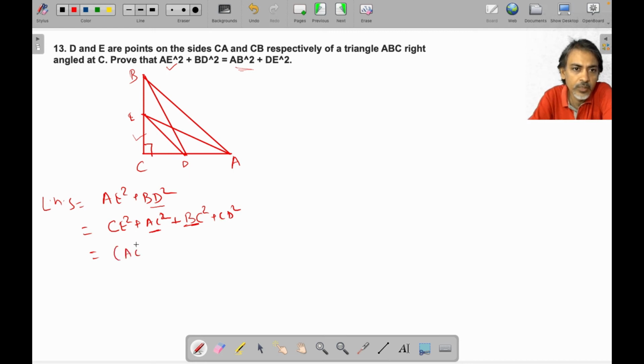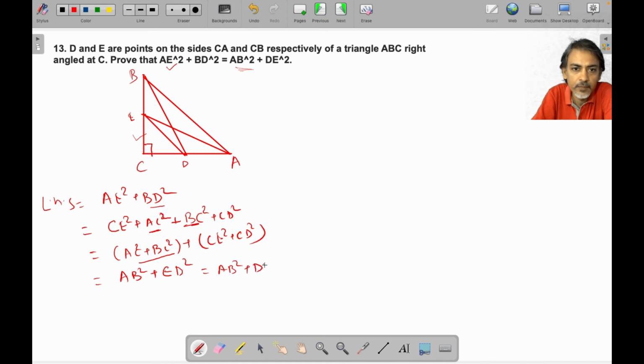So let's put them together. AC square plus BC square together, and then rest of them together, CE square plus CD square. When you look at AC square plus BC square, it is nothing but AB square in the bigger triangle, ABC. So AB square. CE square plus CD square is nothing but ED square in this triangle, because ED is the hypotenuse in CED triangle. So basically this is your ED square. You can write it again as AB square plus ED square.